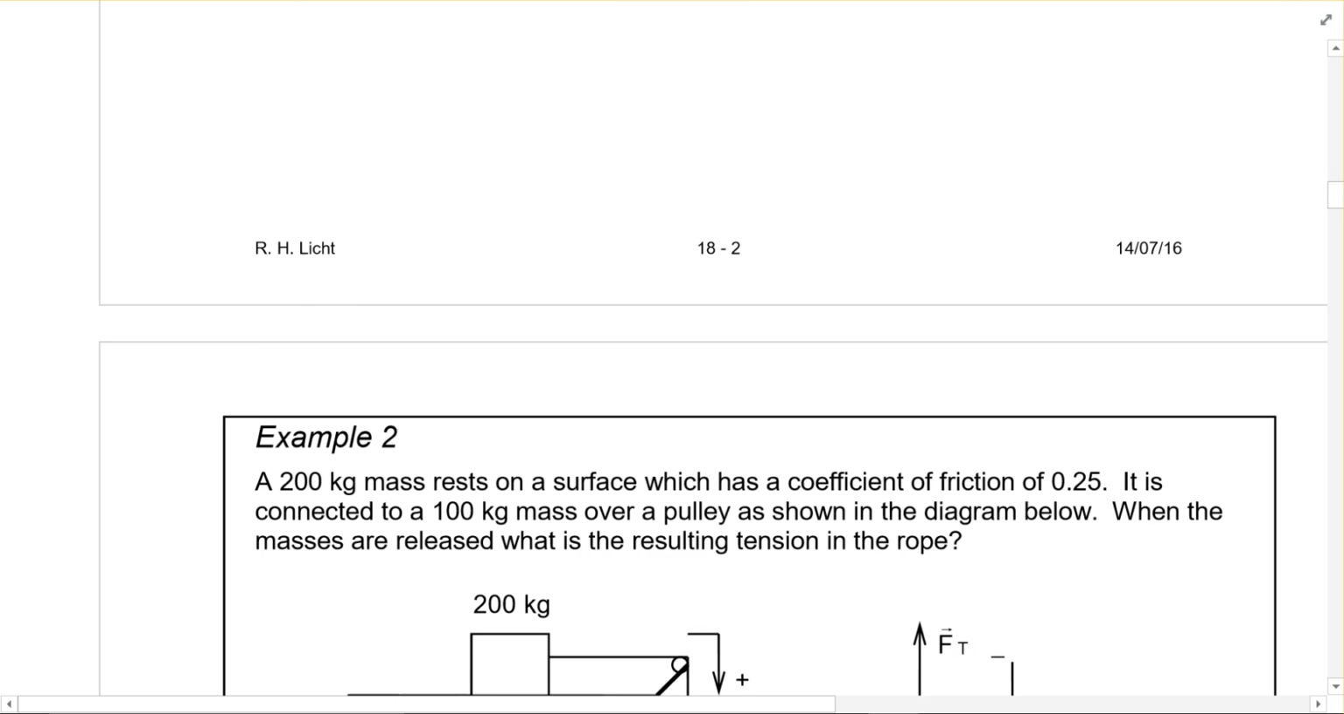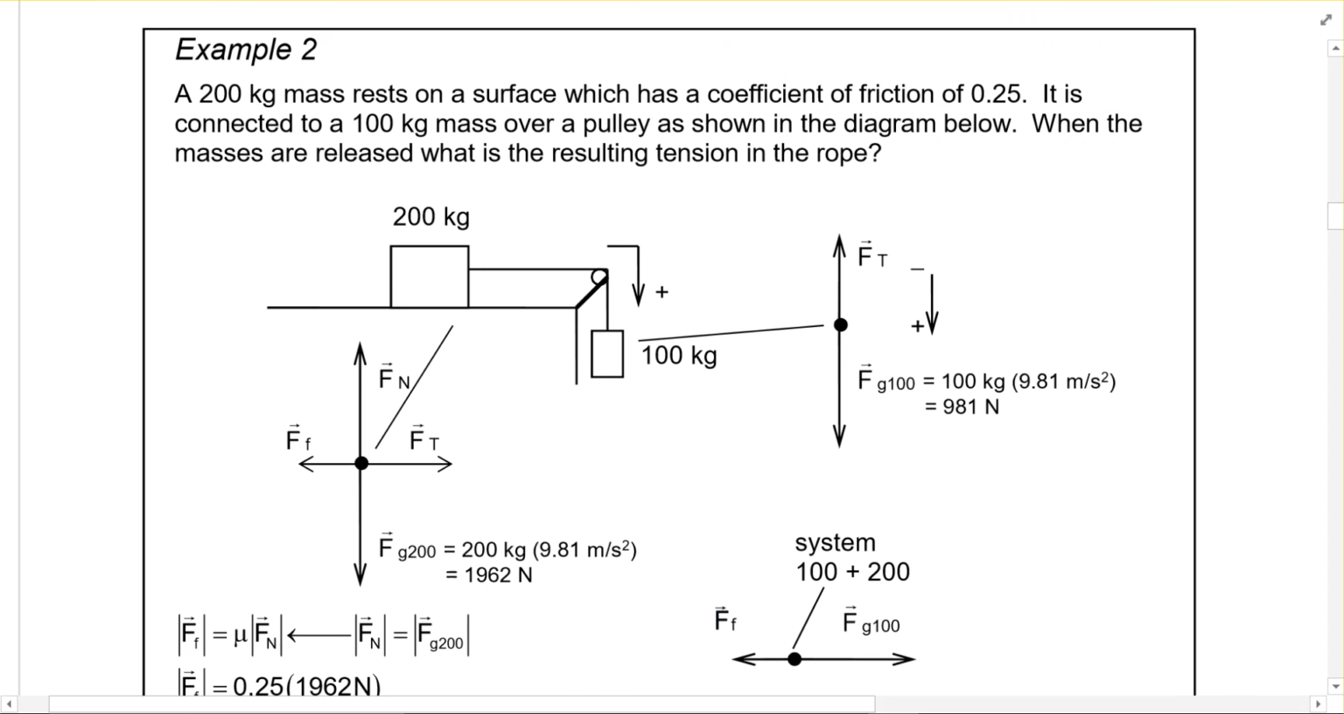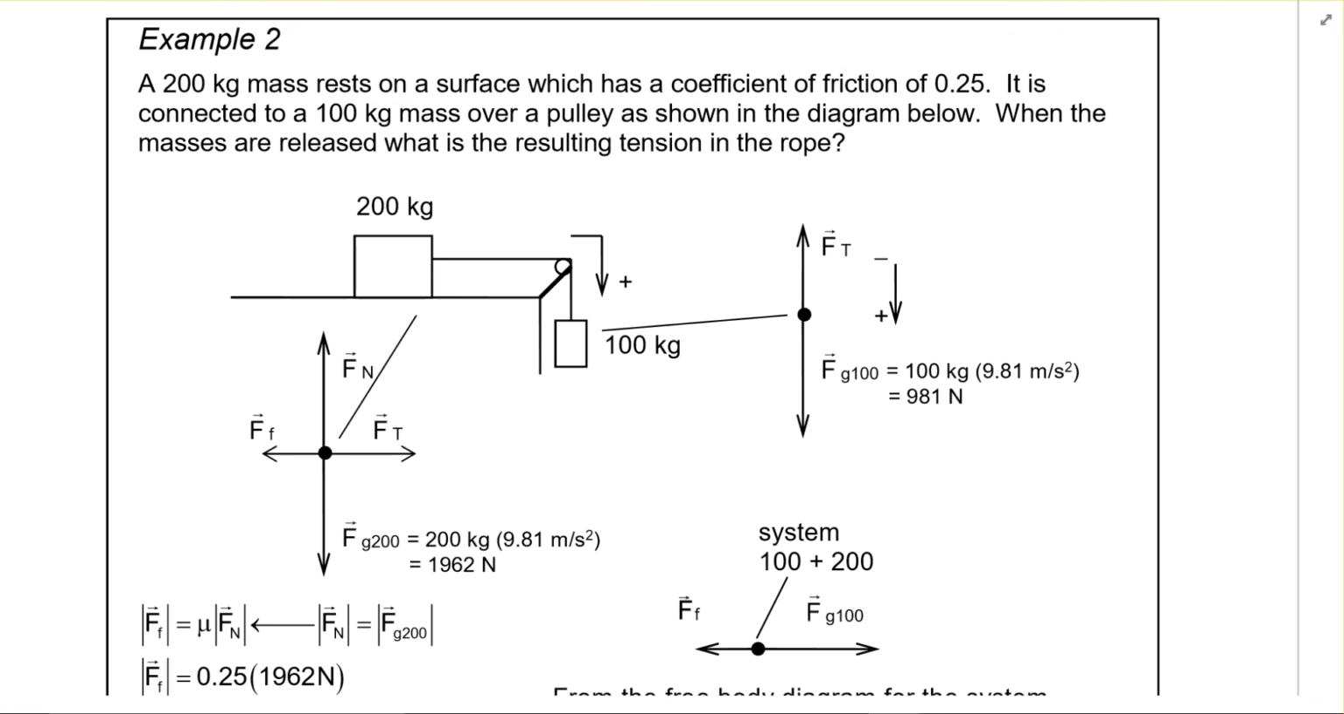Okay, moving on down. Another type. So a 200 kilogram mass rests on a surface, that's this one, which has a coefficient of friction. Oh, we're bringing friction into this too now. It is connected to a 100 kilogram mass over a pulley as shown in the diagram. When the masses are released, what is the resulting tension in the rope?